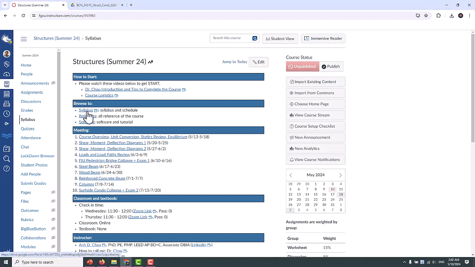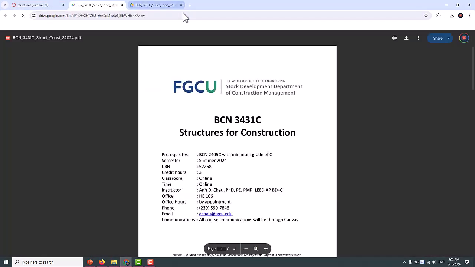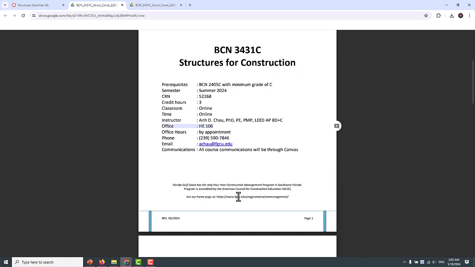You have the syllabus over here. Let's take a look at the syllabus first. So this is a 3 credit course. This will be online. This is my office in Holmes Hall 106. Whenever you want to meet with me, feel free to stop by my office or send me an email if you're not sure whether I'm in the office or not. But most of the time, I will just be in the office. Just stop by or email me if you have any question.